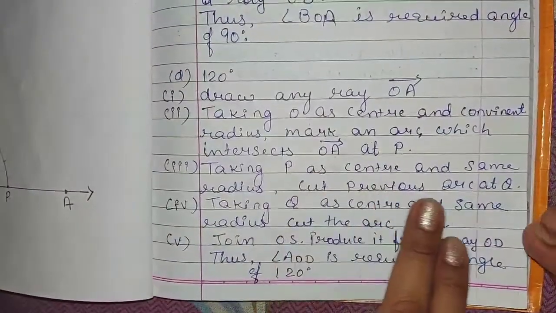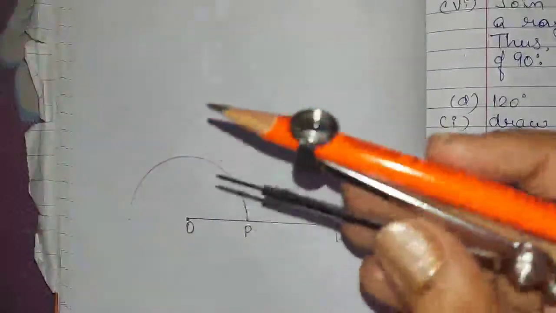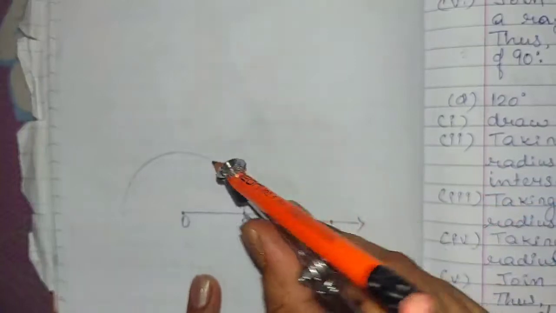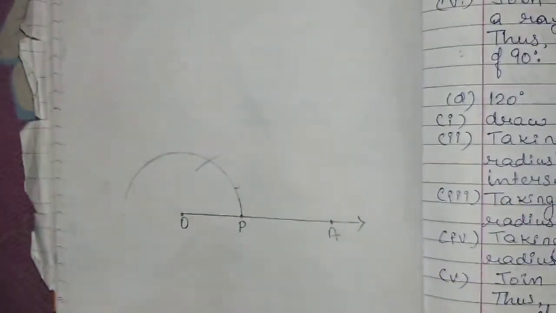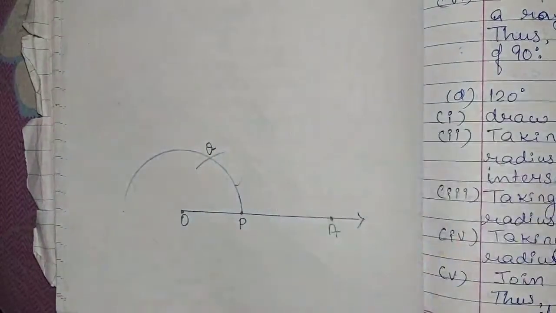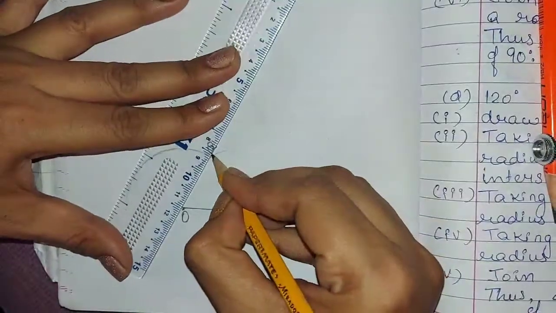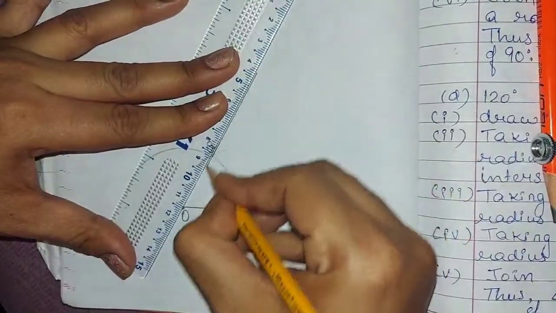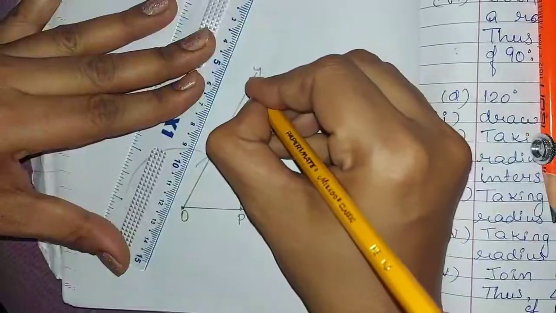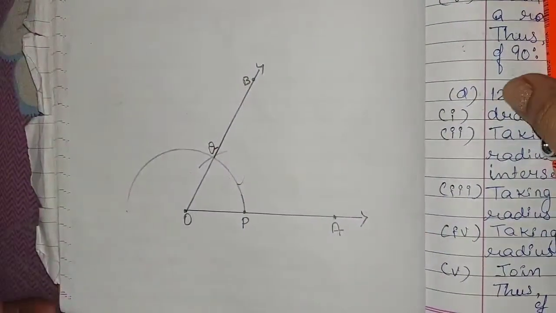Taking P as center and same radius, cut previous arc at Q. So with the same opening of the compass, take P as a center and cut previous arc. Label this arc as Q. And let us join OQ with the scale. Produce it from ray OB. Now let us see next step.